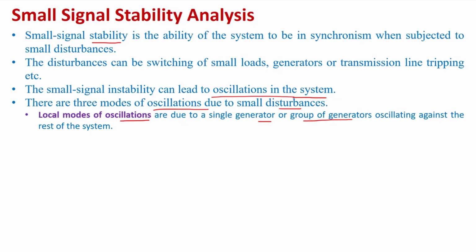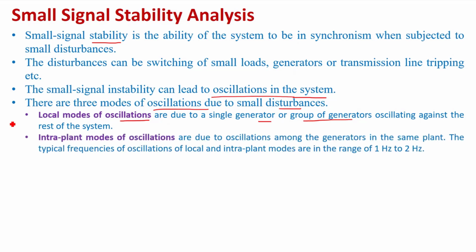So in a particular power station, there are a group of generators. If those group of generators are oscillating together against the rest of the system, we call it local modes of oscillation. The second one is intra-plant modes of oscillation. It is due to the oscillations among the generators in the same plant. Inside a plant we have many generators, and if the generators are oscillating with each other, that is called intra-plant modes of oscillation.